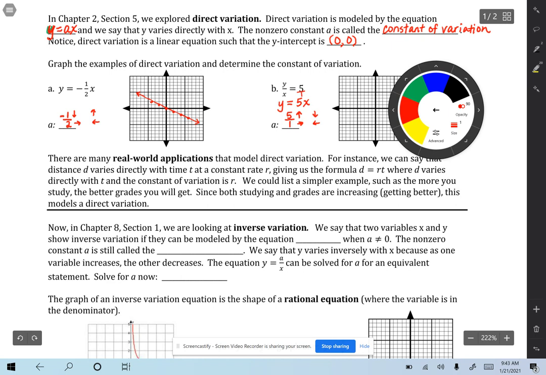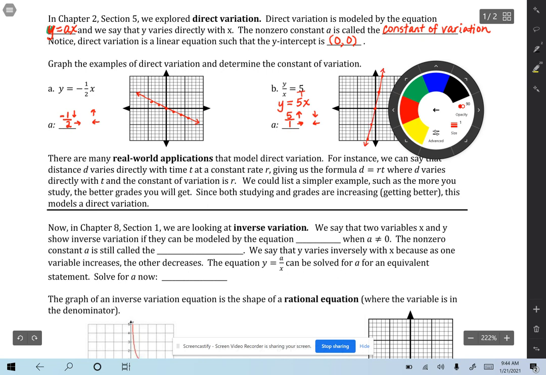So start at (0, 0). Go up 5, 1, 2, 3, 4, 5, 1 to the right. Repeat. Other direction, go down 5, 1 to the left. And then connect. Always noticing that it goes through (0, 0).